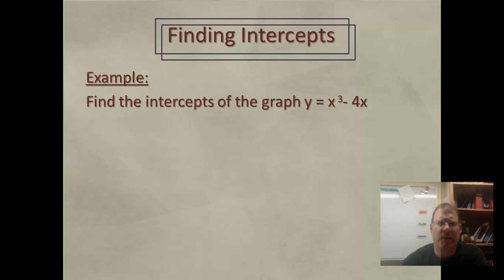So let's say we have the graph of y equals x to the third minus 4x. Let's start by finding the y-intercept, which is plugging zeros in for x. And when you do that, 0 cubed is 0, 4 times 0 is 0, so you end up with y equals 0. So when x equals 0, y equals 0. So that problem actually goes through the origin. Finding the y-intercept is usually the easiest thing to do because you just slap a 0 in for x and see what's left.